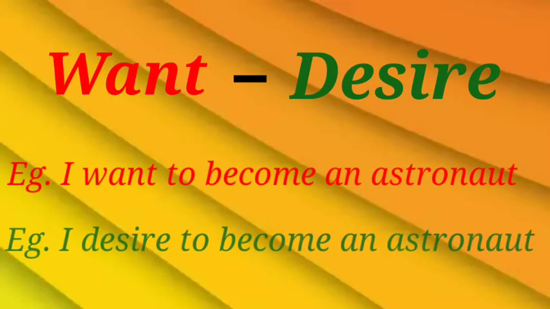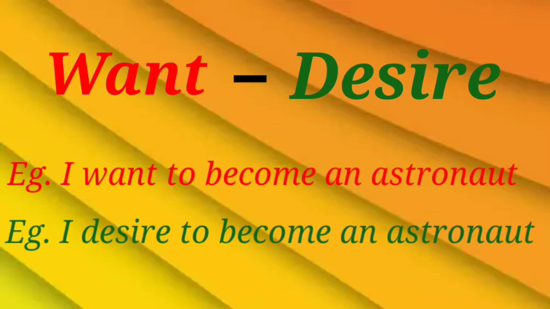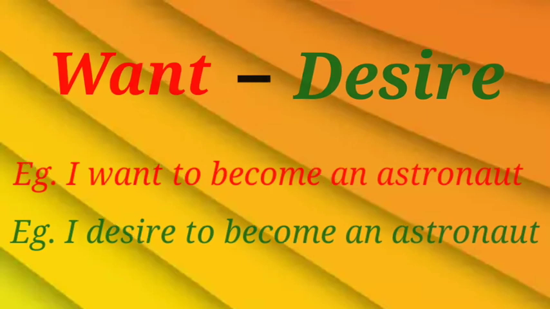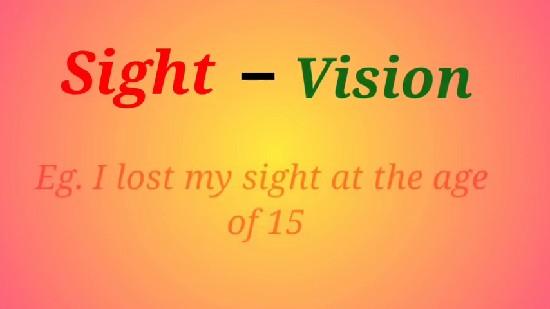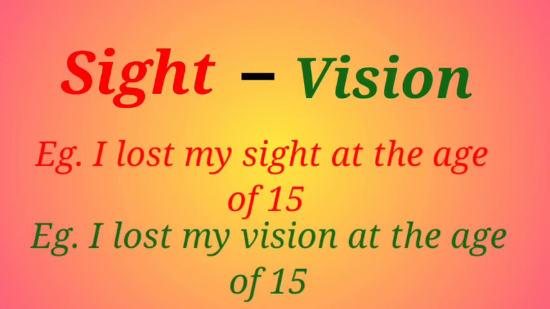Use desire instead of want. Example, I want to become an astronaut. I desire to become an astronaut. Desire here will be a formal version of want. Use vision instead of sight. Example, I lost my sight at the age of 15. I lost my vision at the age of 15.